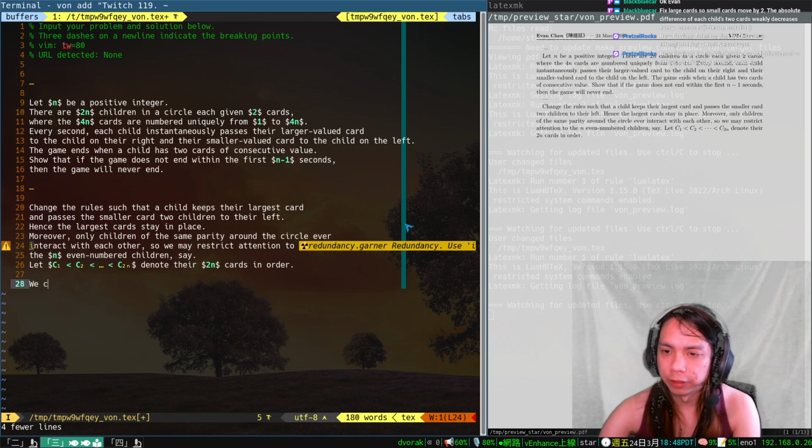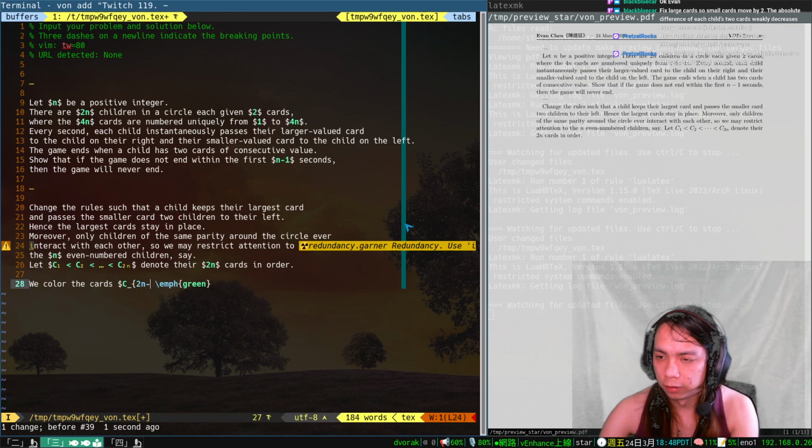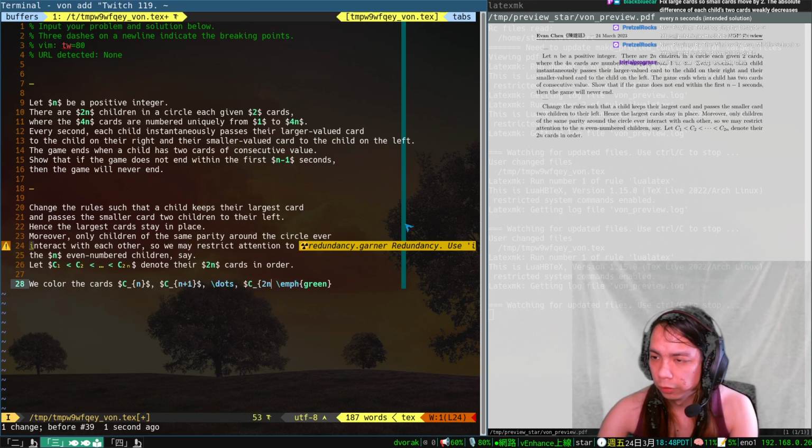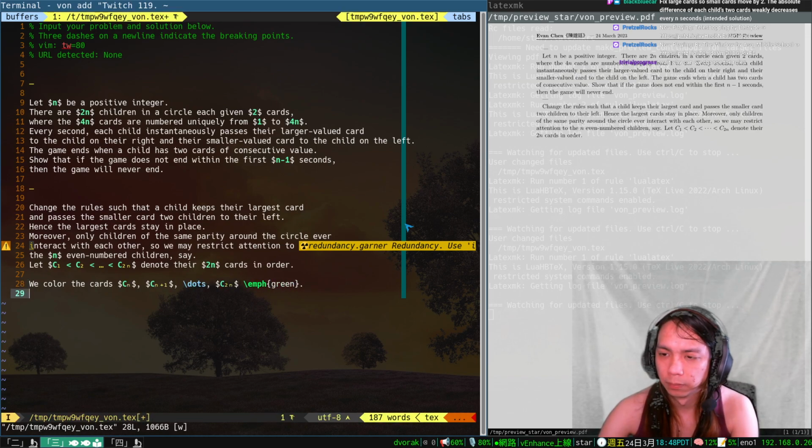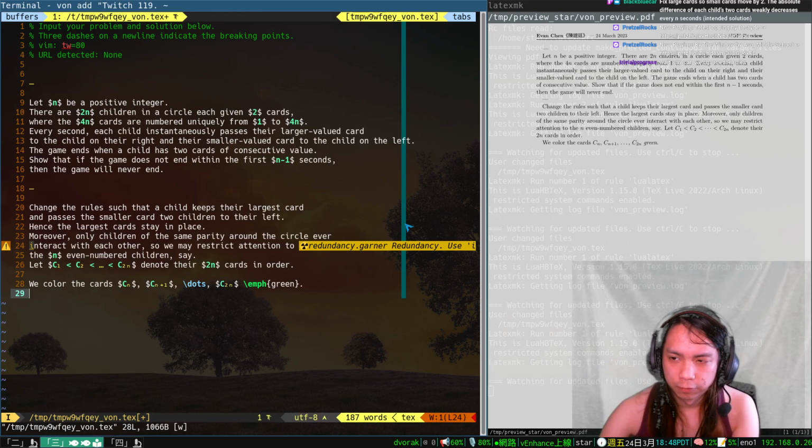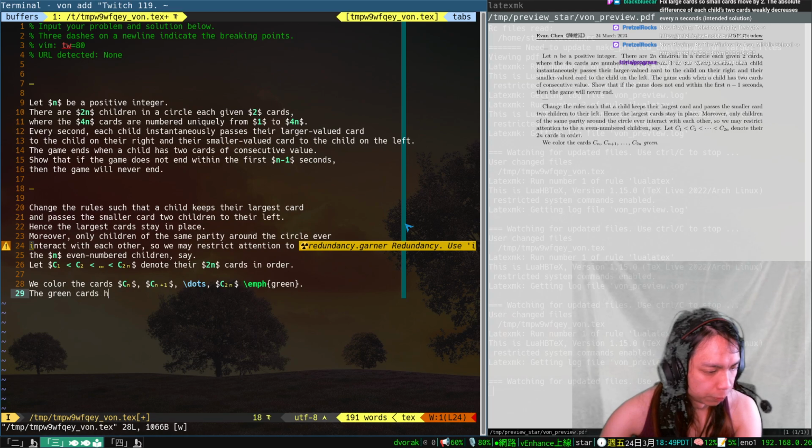Okay, so we color a card green. The cards Cn, C2n, n minus Cn, Cn, n plus 1, C2n are green. The green cards have the property.